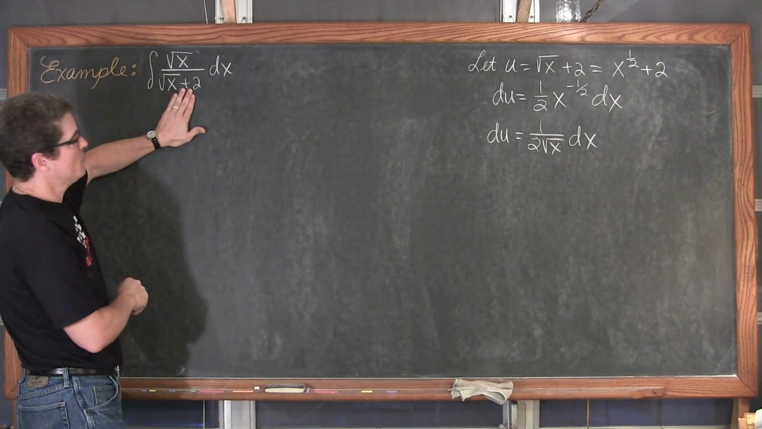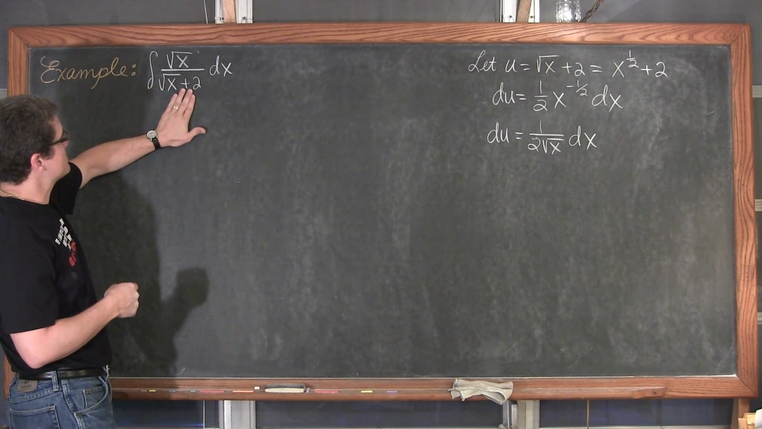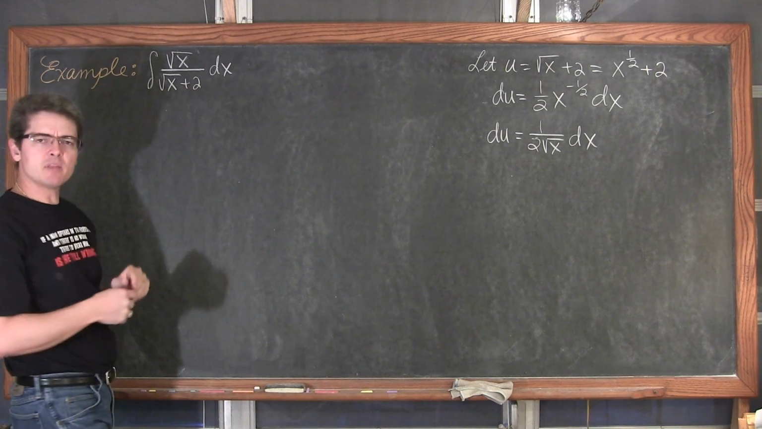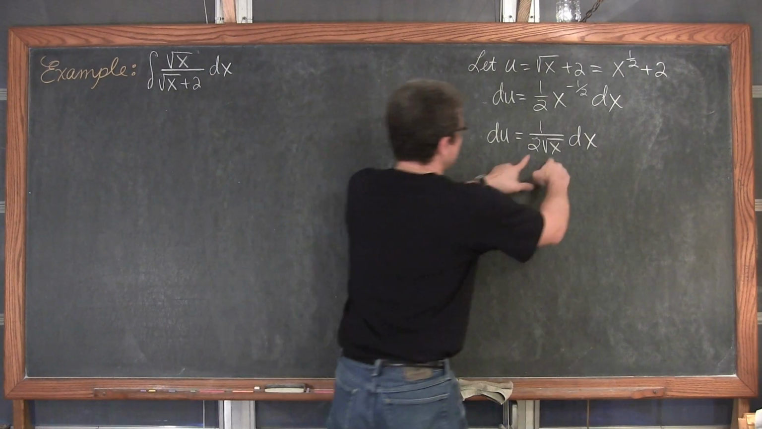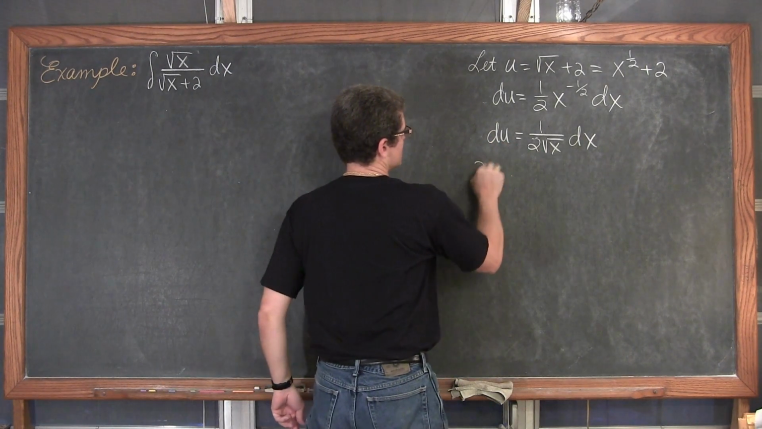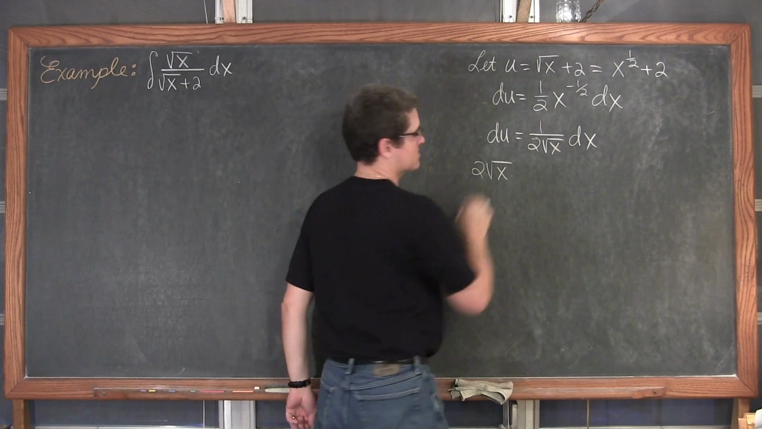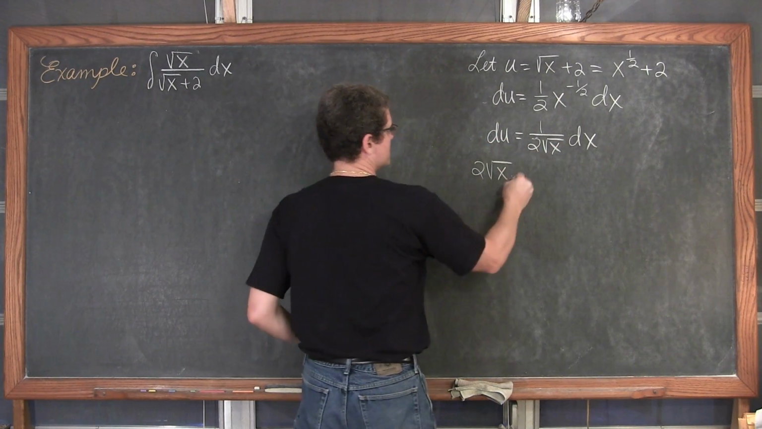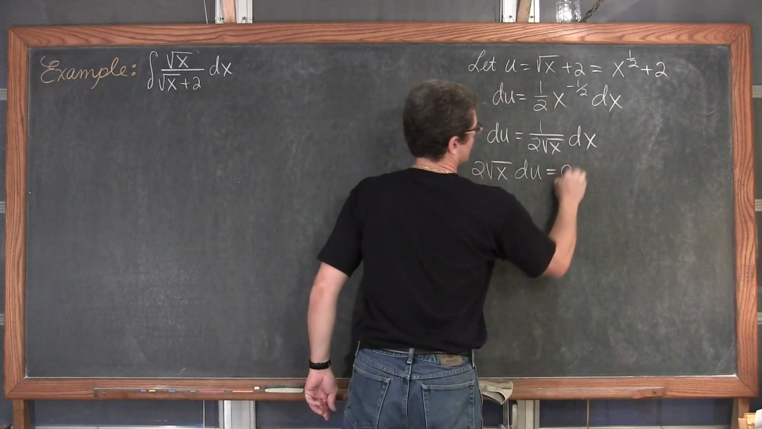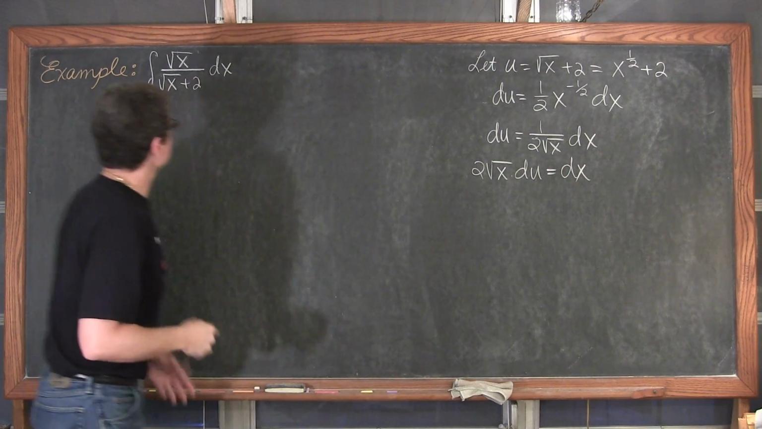But we have the u substitution, that's the square root of x plus 2. Doesn't seem like this is quite as straightforward as the other one. Well, I just said a second ago they're getting a little bit harder. So I'm going to take this 2 square root of x to the other side. I think I just said the wrong thing. 2 square root of x, multiply that to both sides, and we get 2 square root of x du is equal to dx. And let's just see where we stand.